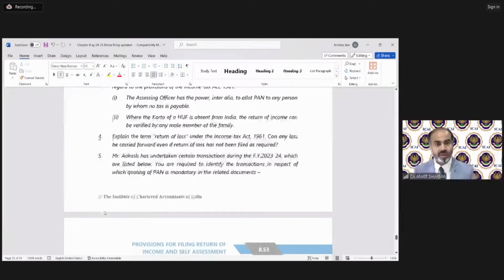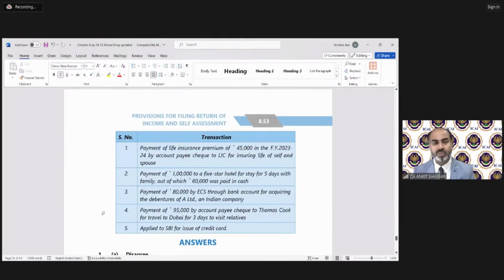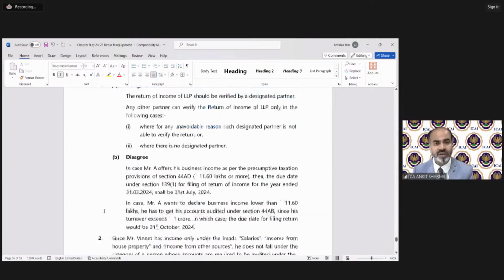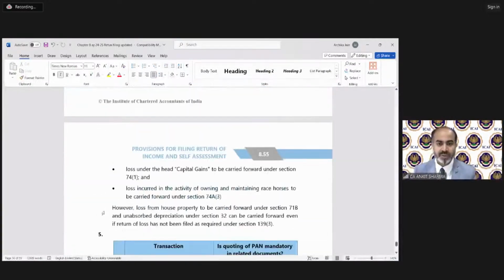Mr. Akash is undertaking certain transactions, and you have to tell whether he needs to mention his PAN or not. In case number 1, he need not mention PAN, as per the transactions for which we need to apply for PAN. That is point number 1 till 18 points. You have to read that point and then you can answer. In the following situations, he has to submit his PAN or not. We have the answer over here also.